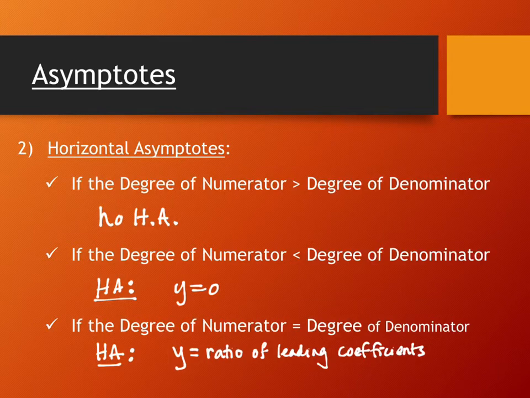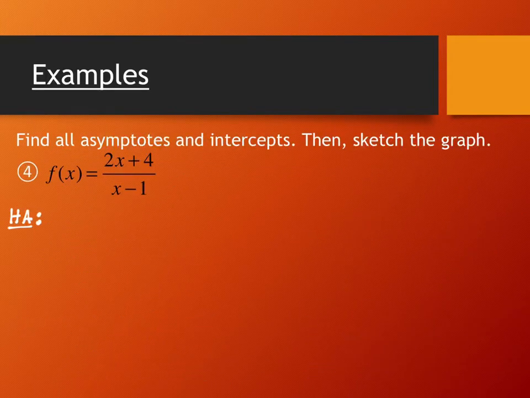Case number 3 is a ratio. Again, it's y equals, always y equals. What is the leading coefficient of the numerator? 2. What's the leading coefficient of the denominator? 1. So my horizontal asymptote is at y equal 2.